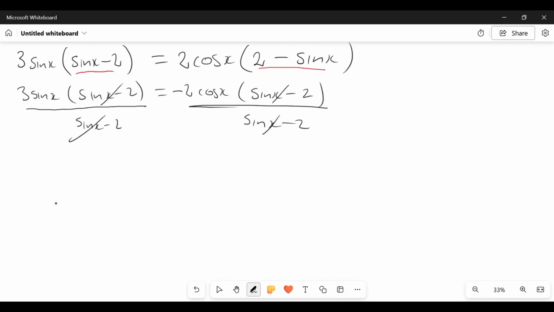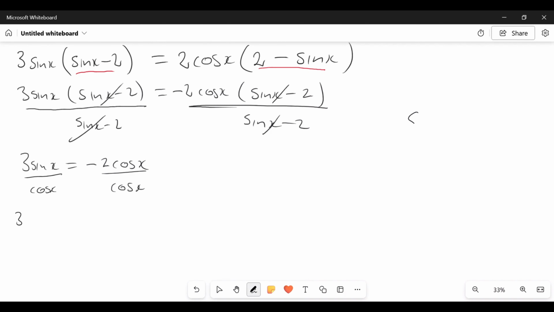Right, on the left hand side, we'll be left with 3 sine x. On the right hand side, we're going to be left with negative 2 cos x. There we go. And then from here, guys, we can divide by sine x throughout, or cos x. Let's divide by cos x throughout, guys. So if we divide by cos x throughout there, we're going to be having 3.